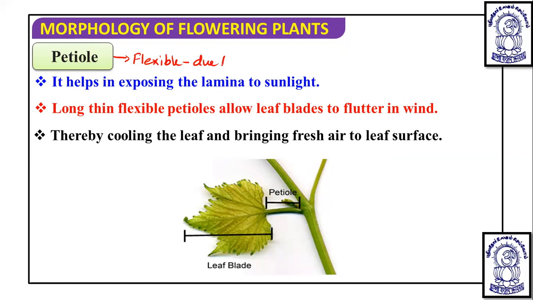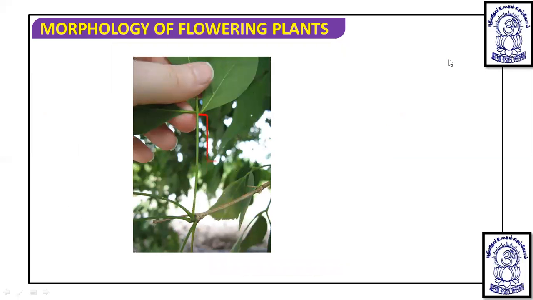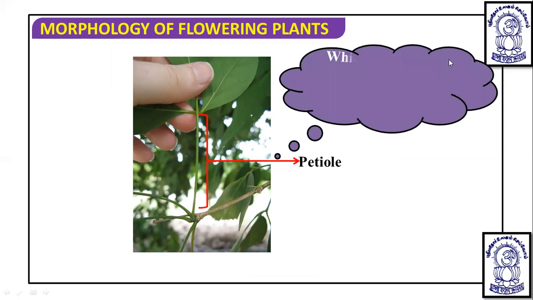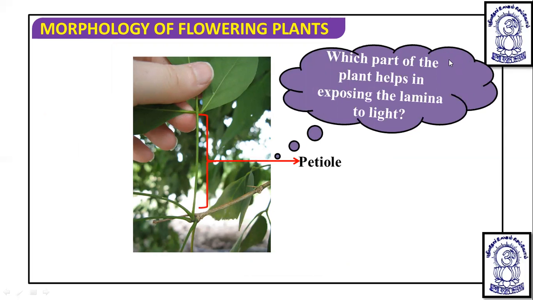due to presence of collenchyma tissue. This is the petiole, you can see. Which part of the plant will be exposing the lamina to light? Then it's obviously the petiole that we have studied now.